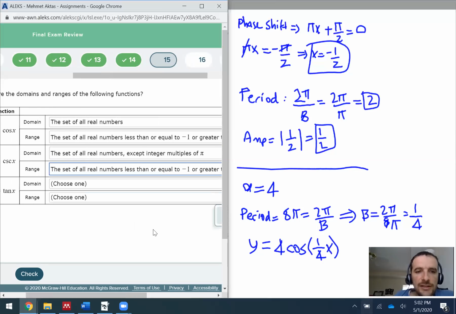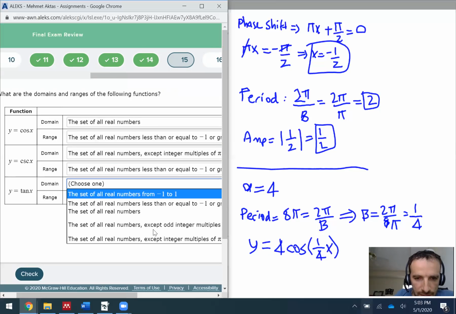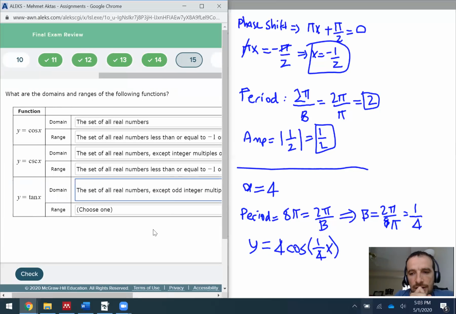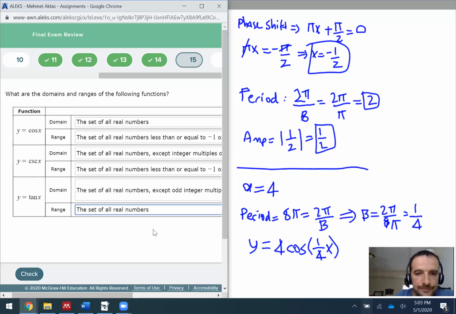Okay. Tangent x. Tangent is sine over cosine, right? That's why it is not defined when cosine is 0. And when is cosine 0? Cosine is 0 at pi over 2, 3 pi over 2, 5 pi over 2. So all real numbers except odd multiples of pi over 2, right? Yes. And what about the range? You know, if you remember the graph of the tangent, the tangent can take any real numbers, right? From negative infinity to infinity, it's a set of all real numbers.